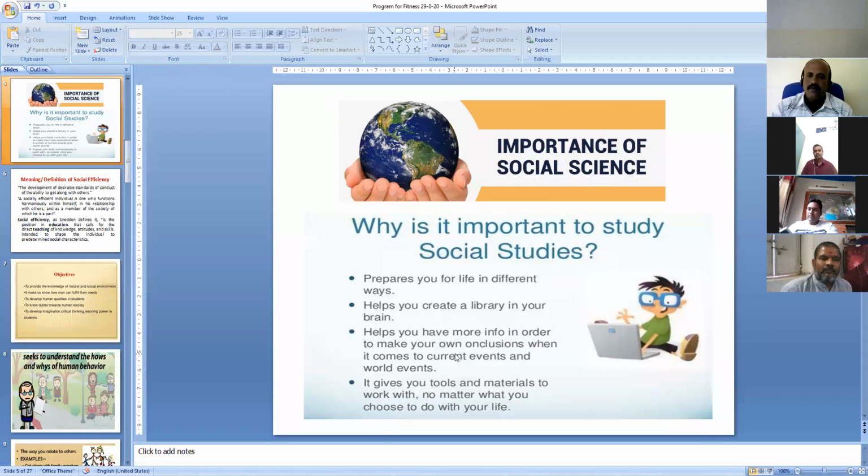It helps you have more information in order to make your own conclusions when it comes to current events and world events. So it enables you to take a decision or come to a conclusion about the events which are going on. It gives you tools and materials to work with, no matter what you choose to do with your life. See, what the decision making is, what are the things good or bad, and it gives an ability to judge what is wrong and what is right, if you are experienced in that.